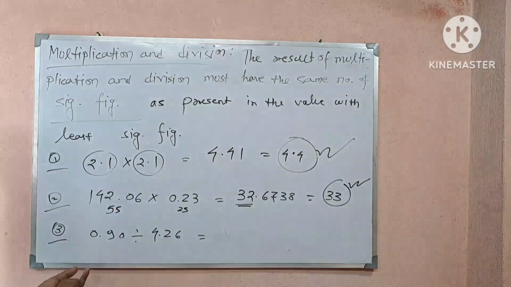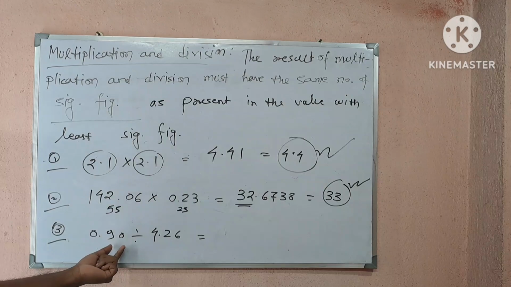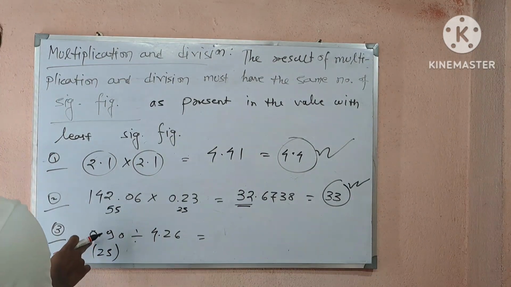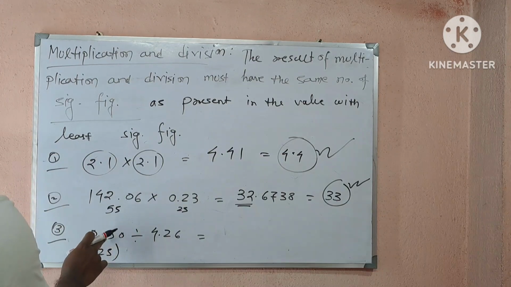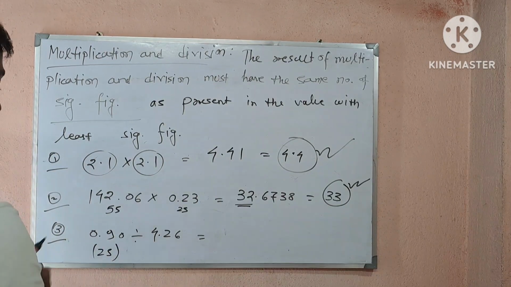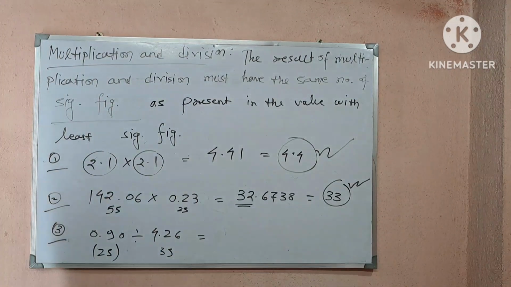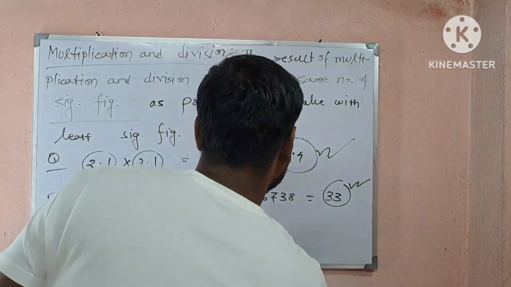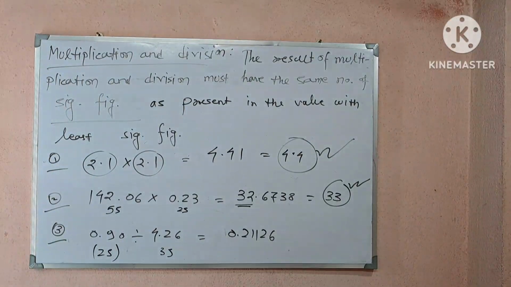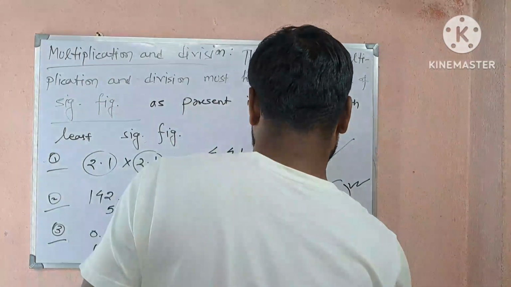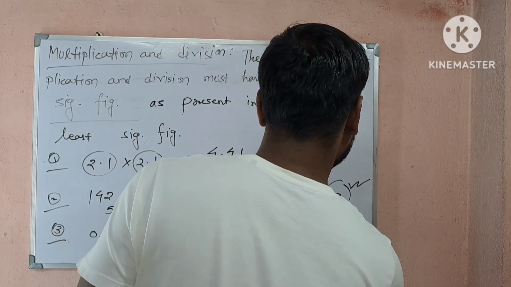And if you take this division, how many significant figures are there? 2 significant figures, because this is a leading 0, non-significant, this is a trailing 0, and a decimal is there. So these are 2 significant figures. And here how many significant figures are there? 3. So in the result, how many significant figures will there be? In the result, 2 significant figures will be there. So the result is 0.21126. But in physics, that will not be the reading. You have to write that the result is 0.21.